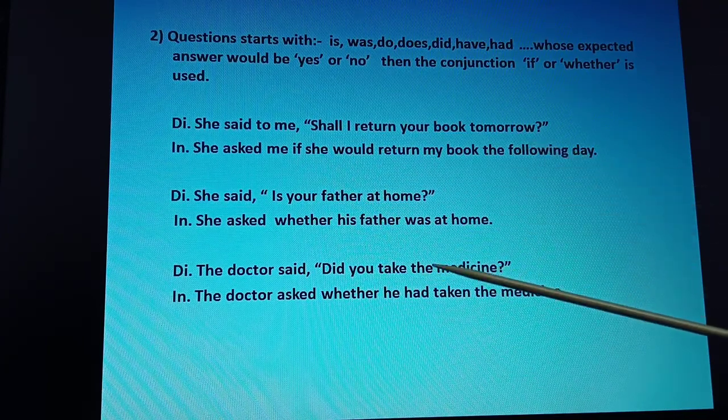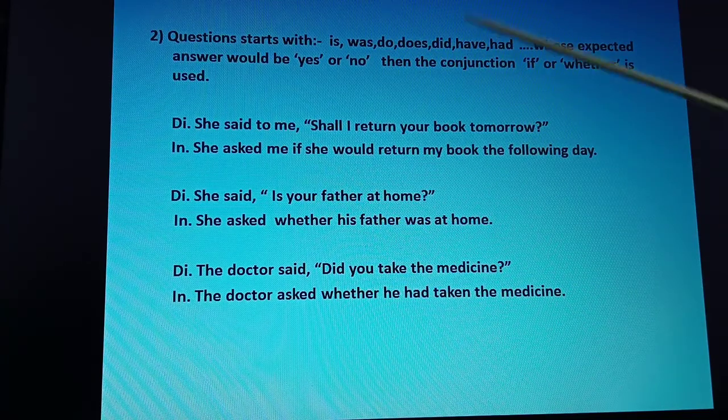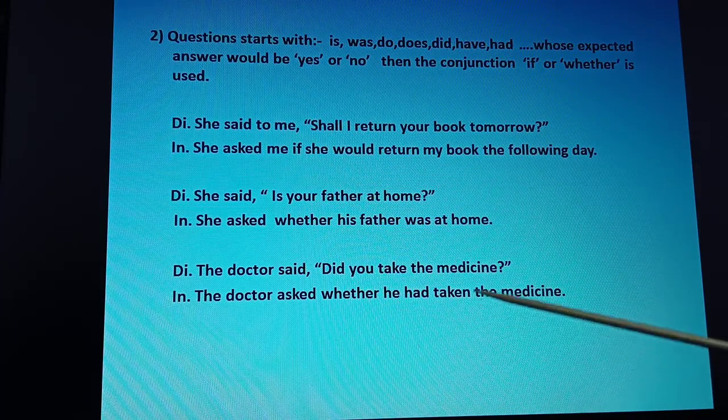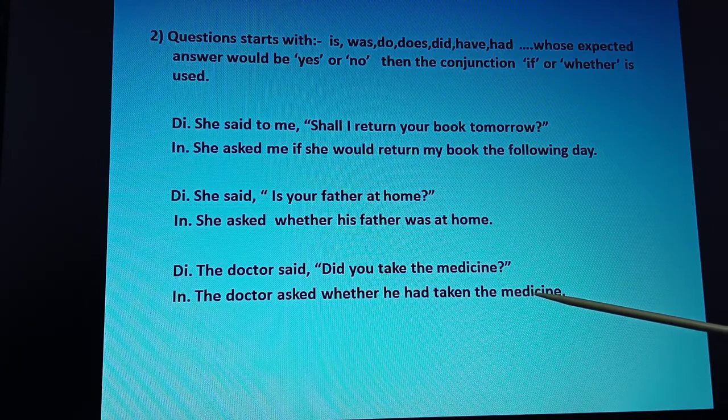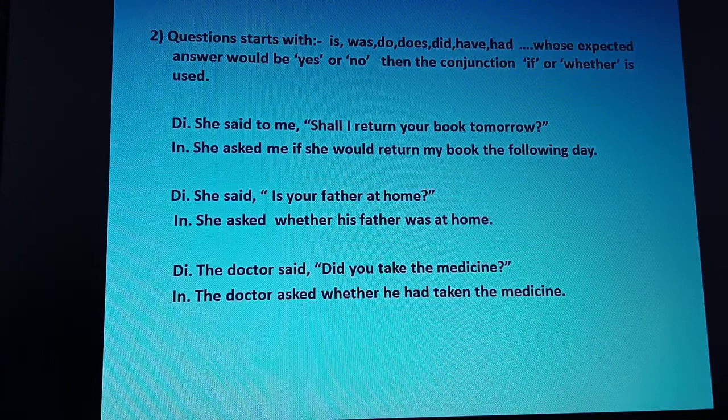The doctor said, did you take the medicine? Okay, starting with did. The doctor said, did you take the medicine? The indirect speech would be, the doctor asked whether he had taken the medicine. Clear? Or if he had taken the medicine. This is called a yes or no type question, whose sentence starts with either is or was, do, does, will, shall, these kinds of words.